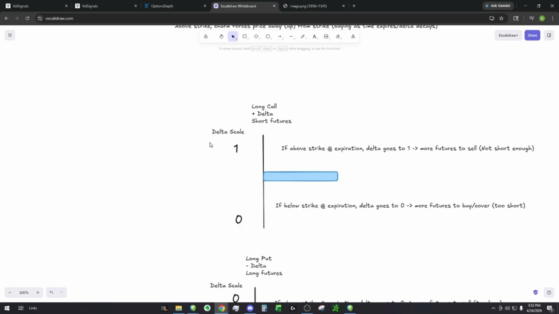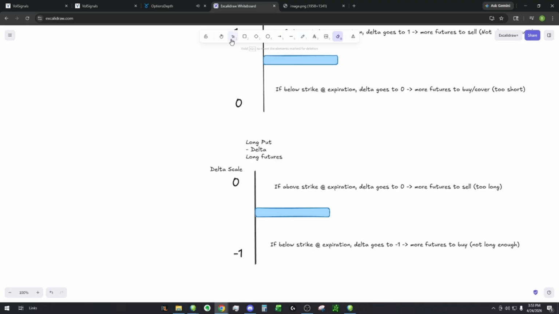So their delta is increasing. That means that the market maker has to sell more and more futures to offset that delta. So they don't have enough of a short position. If we're below the strike at expiration, delta goes to 0. So they have futures to buy or cover because they are too short. Their initial short position, they don't need as much, so they've got to buy back those shorts. So this is what causes the magnetic influence, because if we're above the strike and as time expires, that selling of the delta pushes price back towards the strike. And same if we're below, that buyback pushes price back towards the strike.